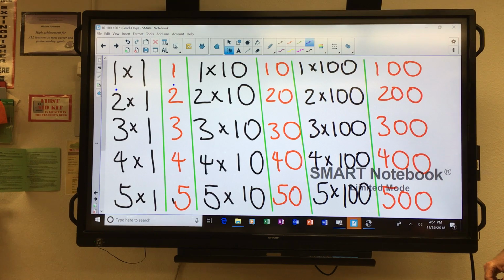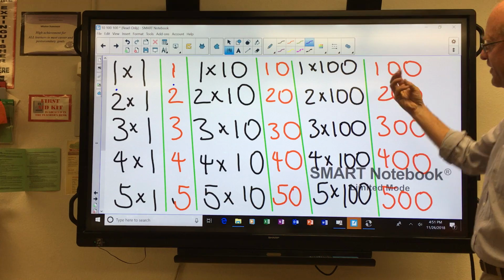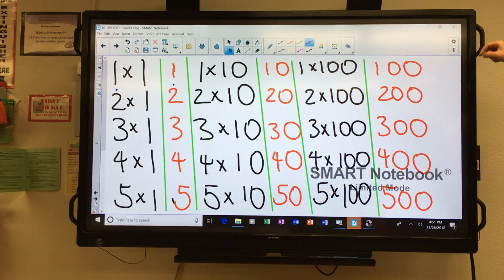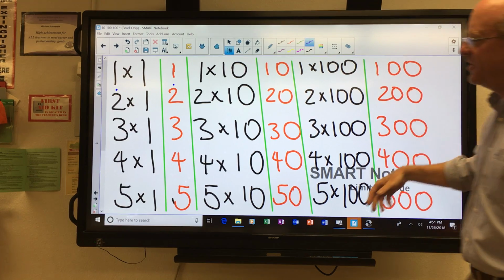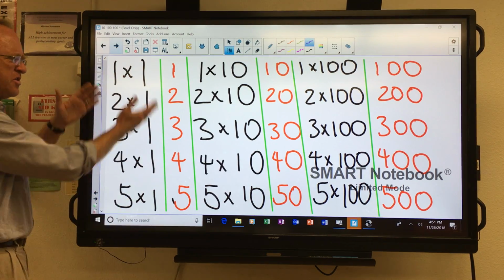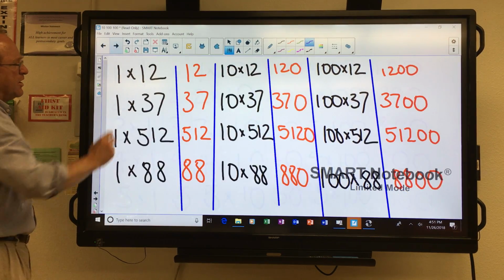And I bet if you thought about it, if I said to you, we're going to multiply something by 1,000, 1,000 has 3 zeros in it, your answer would have 3 zeros in it. 1 times 1,000, 1,000. 2 times 1,000, 2,000, etc. Now, these are nice and in a row. Let's kind of mix it up a little bit.